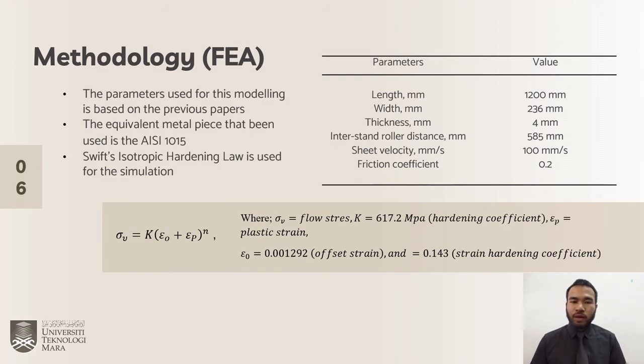The FEA software that is going to be used in this study is SIMUFAC. Parameters that are used are taken from past research on the U-channel. The material presented is equivalent to the AISI 1015 carbon steel that is commonly used in manufacturing processes. As for the hardening rule, the Swift model is used to simulate the behavior of the metal. The important components in the model are the plastic strain, strain hardening exponent, hardening coefficient, and the flow stress.